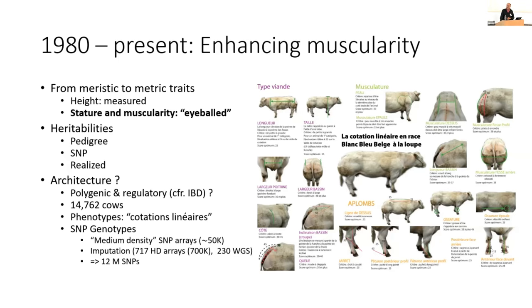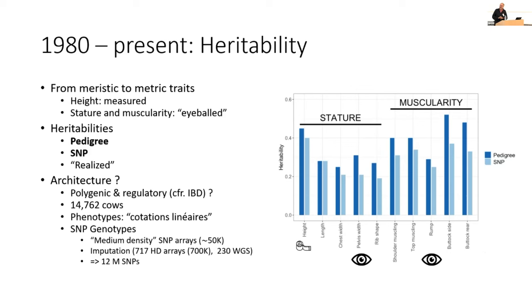So you would say, my God, this can't be very heritable. And in fact, these are the estimates of the heritabilities estimated on a population over the last 5 years. So I've organized the phenotypes with stature on the left and muscularity on the right. The first one, height, is the only one that is measured. It has a heritability of around 40%. And the other ones have a reasonable heritability. It looks like there is a bit more on the muscularity side than on the stature side.